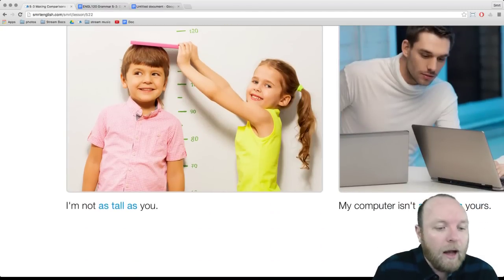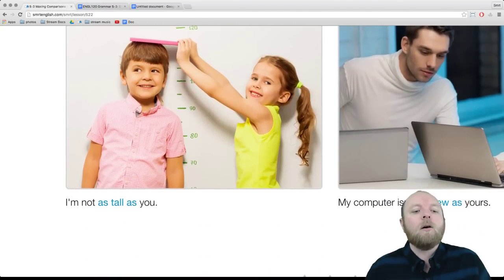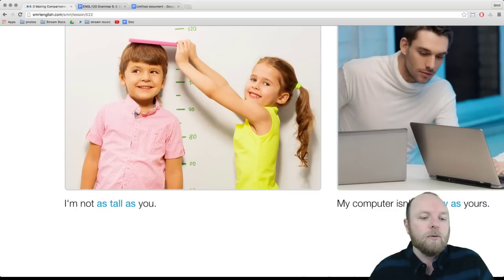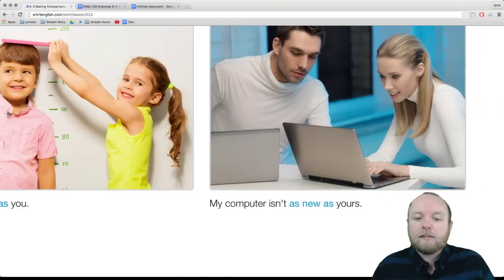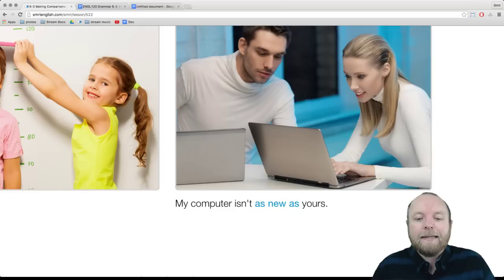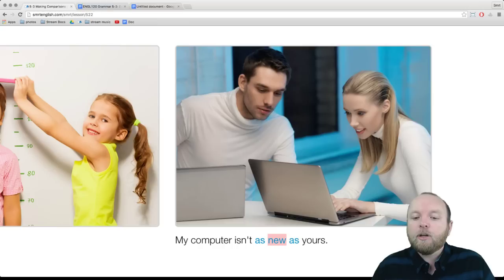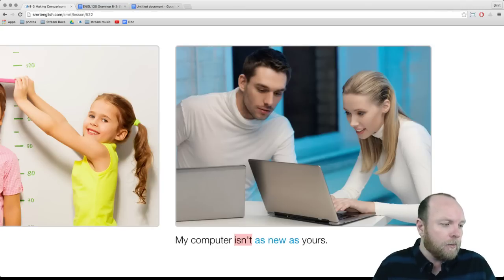Another example. I am not as tall as you. Here we use an adjective because we are using a linking verb. Okay, and next one, my computer isn't as new. Again, we're using an adjective because be is a linking verb.